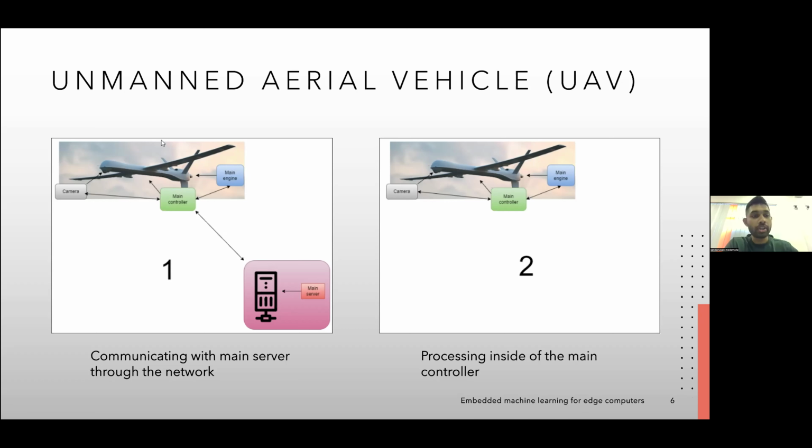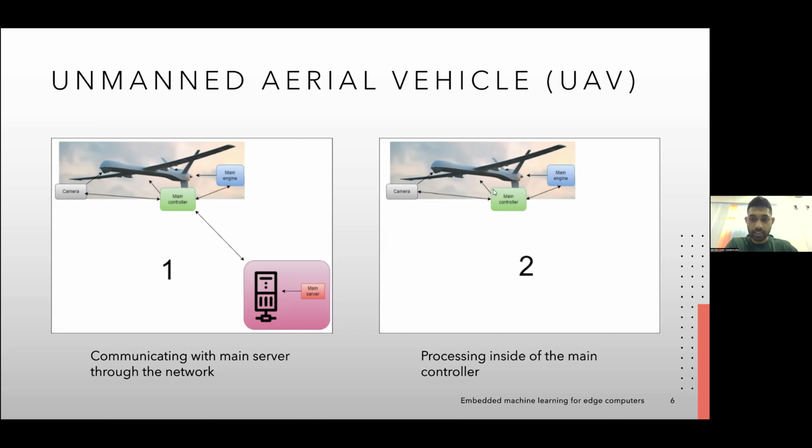So one option is that the drone records the video in real time and sends it to the main server, which we can locate on the ground. The main server and the drone communicate through the network. The drone's main controller records the camera video and sends it to the main server, which processes the video and sends actions back to the drone, such as going up or down, considering the ground level situation.